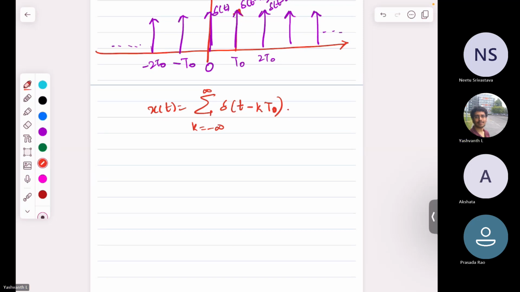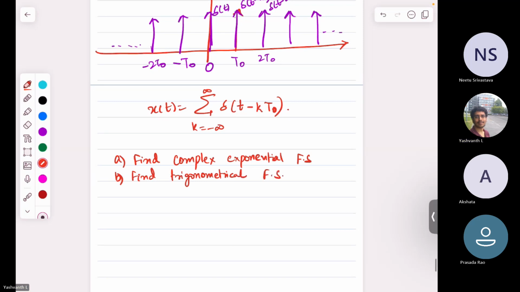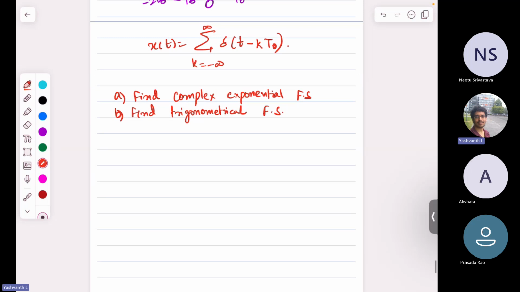Question is: A, find the complex exponential Fourier series, and B, find the trigonometric Fourier series. Okay, so again, this one will be the regular way to solve using the integration method, but let's solve it anyways.